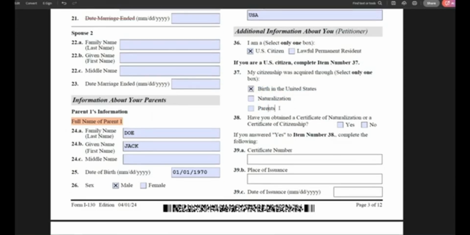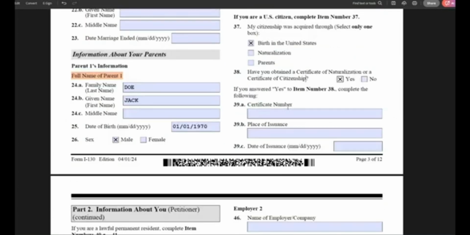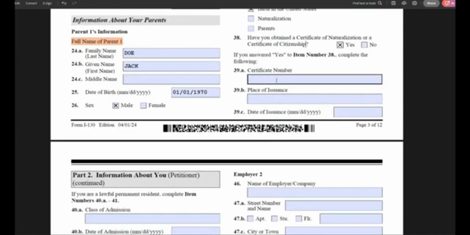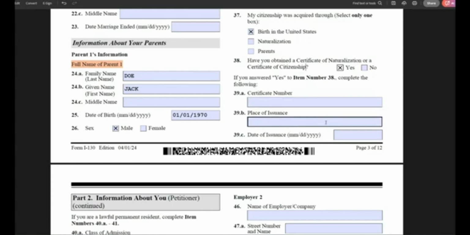It asks if you have obtained a certificate of naturalization or citizenship. If you naturalized, you should have a certificate of naturalization. If you got it through your parents, you should ideally have a certificate of citizenship, but in some cases, people don't. They just straight up apply for a U.S. passport. If you answer yes, you will then need to provide the certificate number and where it was issued. For naturalization certificates, the place of issuance is usually the place where you had your naturalization ceremony. So in our case, it's no.